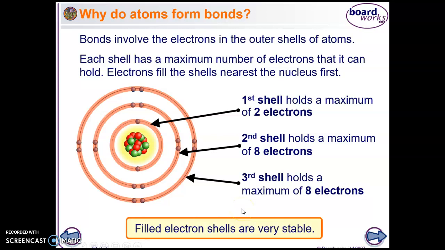Okay, so we're going to get to a point where we have to say that filled electron shells are very stable. So whenever you have a filled electron shell, like in this example where the first shell is filled with 2 electrons, the second is filled with 8, and the third is also filled with 8, this is a very stable electronic configuration. But not all the elements have all the shells filled with electrons. So in order for an atom to become stable, it has to have a filled outermost shell, because mostly the outermost shell is the shell that lacks electrons.